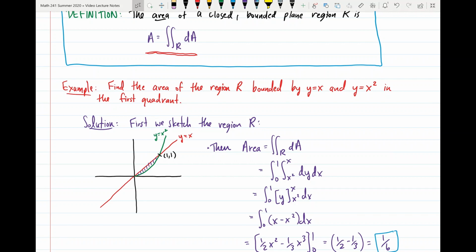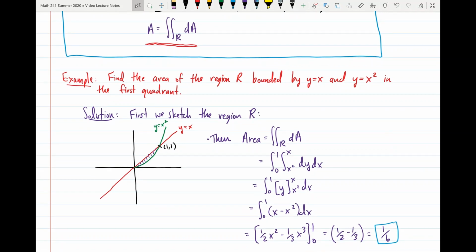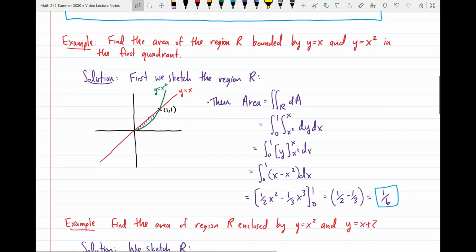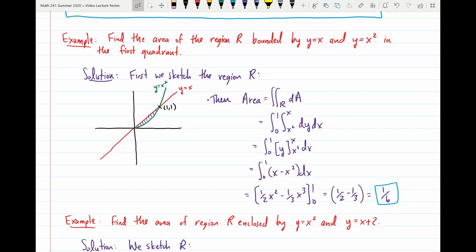So for our first example, let's say we want to find the area of the region R that's bounded by the line y equals x and the parabola y equals x squared in the first quadrant. Okay, so the first thing we want to do, again, for these kinds of questions is just sketch out what our region R actually looks like in the plane. So I have a sketch on the left here.